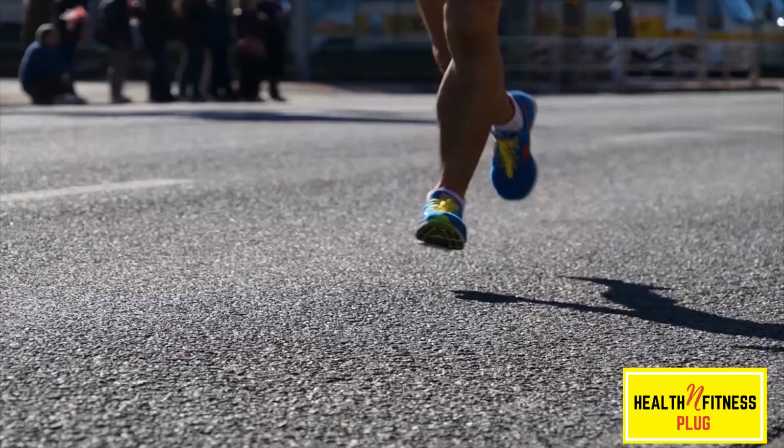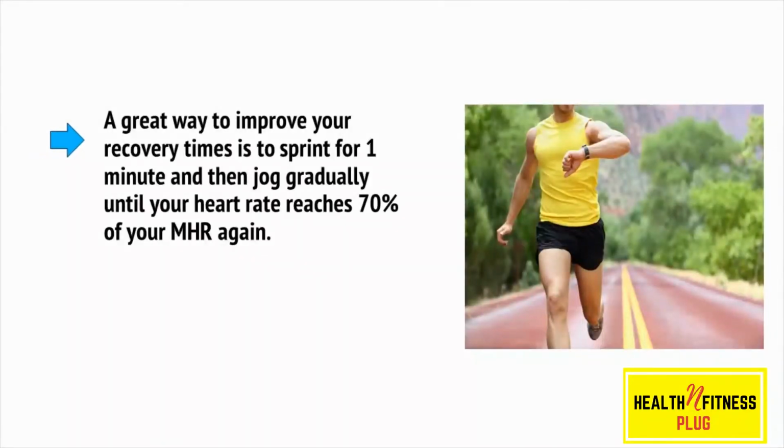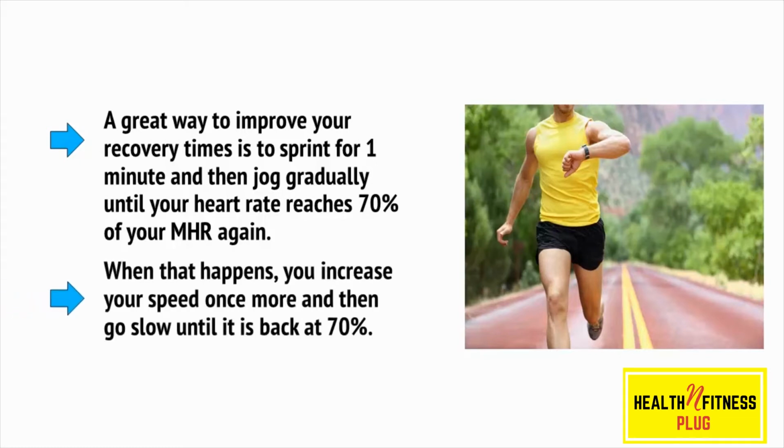heart rate. For example, a great way to improve your recovery times is to sprint for 1 minute and then jog gradually until your heart rate reaches 70% of your MHR again. When that happens, you increase your speed once more and then go slow until it's back at 70%.